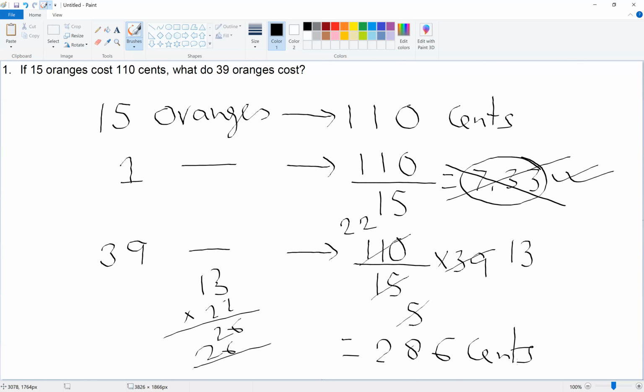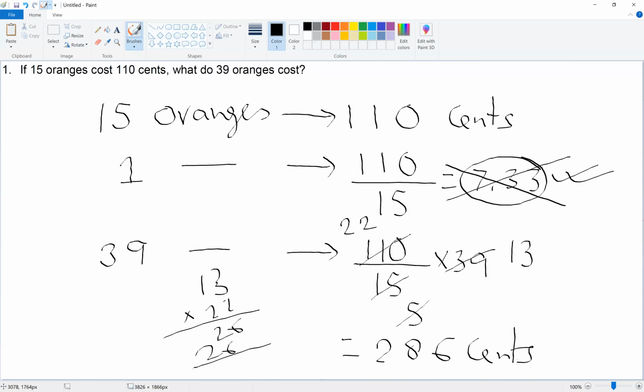Do you understand? Yes. I kind of did it in a different way, but I got the same answer. What did you do? So, first I did 110 times 39. I got 4,290. Okay. And then I just divided it by 15 and I got 286.